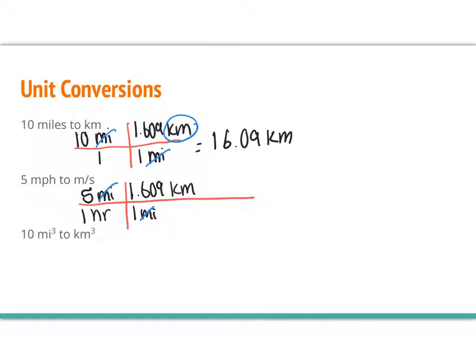Now, I'm not looking for kilometers. I am looking for meters, okay? Now, if we talk about metric conversions, okay, there are 1,000 meters in 1 kilometer. So I can have 1 kilometer and then 1,000 meters.